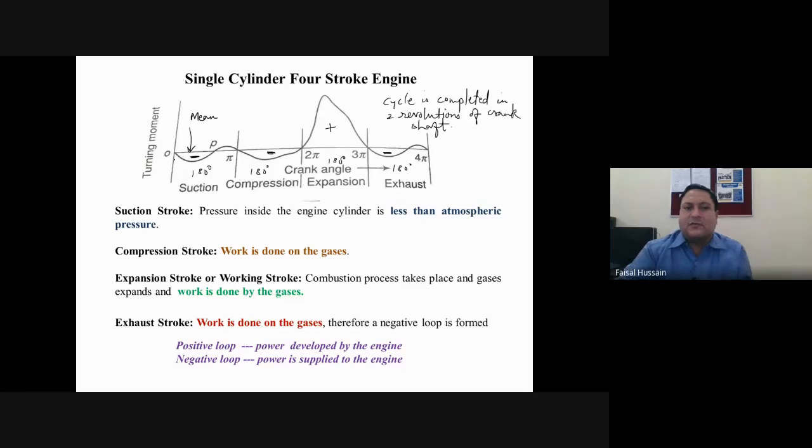So here from 0 to 180 degree, you can see that a negative loop is developed. It means power is supplied to the engine, and here it is a very small amount of positive loop.